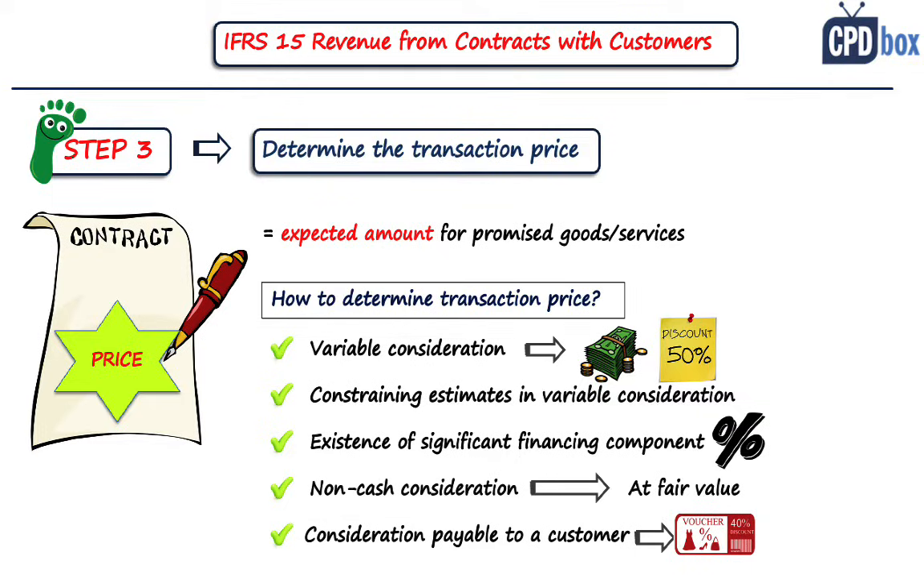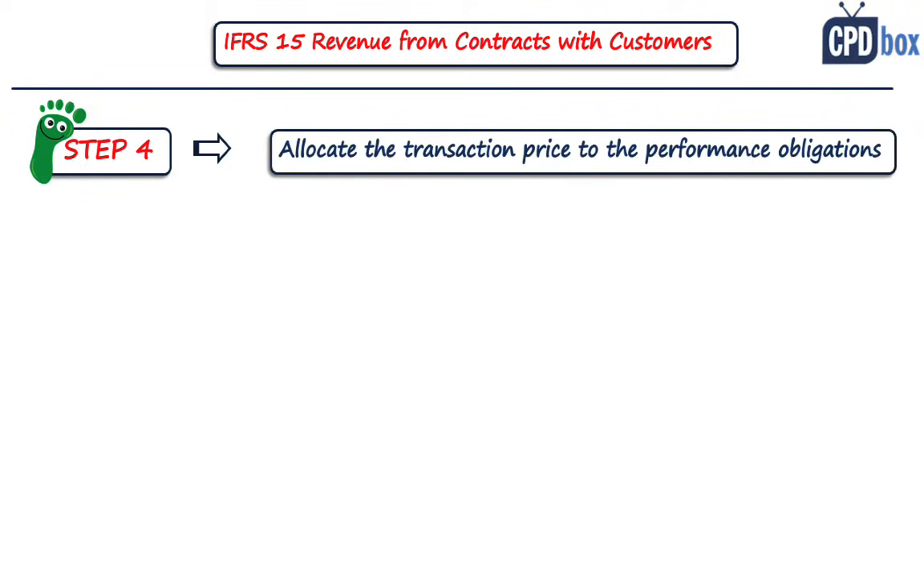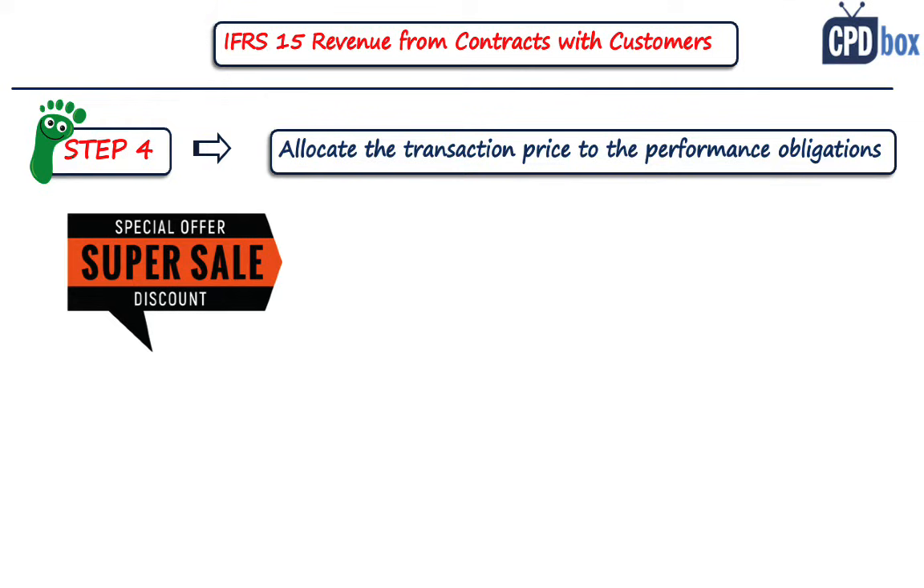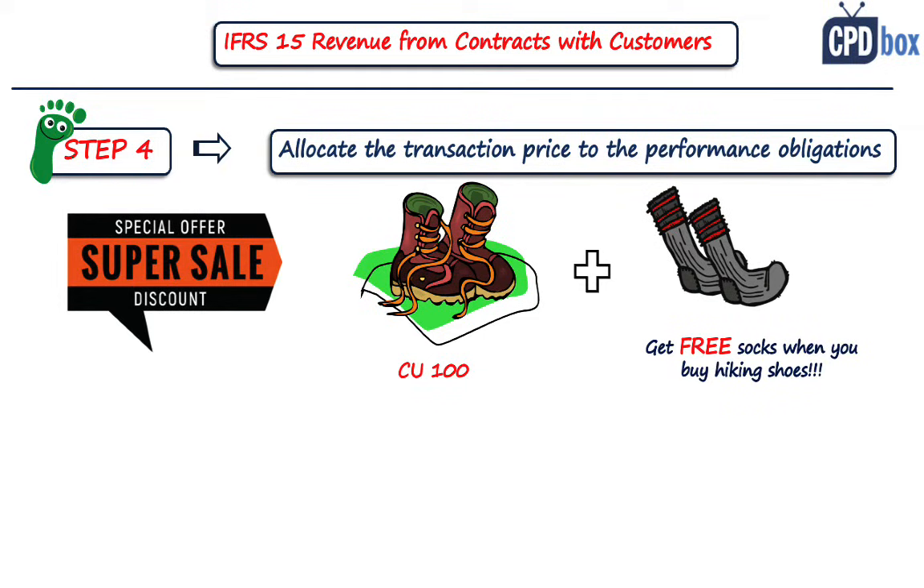Now, step number 4 is to allocate the transaction price to the individual performance obligations in the contract. And now let me explain what that means, because it might not be clear what we're doing here and why. So I'd better illustrate it. I love hiking, and so I saw this super special promotion in my favorite shop for hikers. If you buy the new hiking shoes for 100 currency units, you will get new hiking socks free. What an amazing special. I cannot resist that.